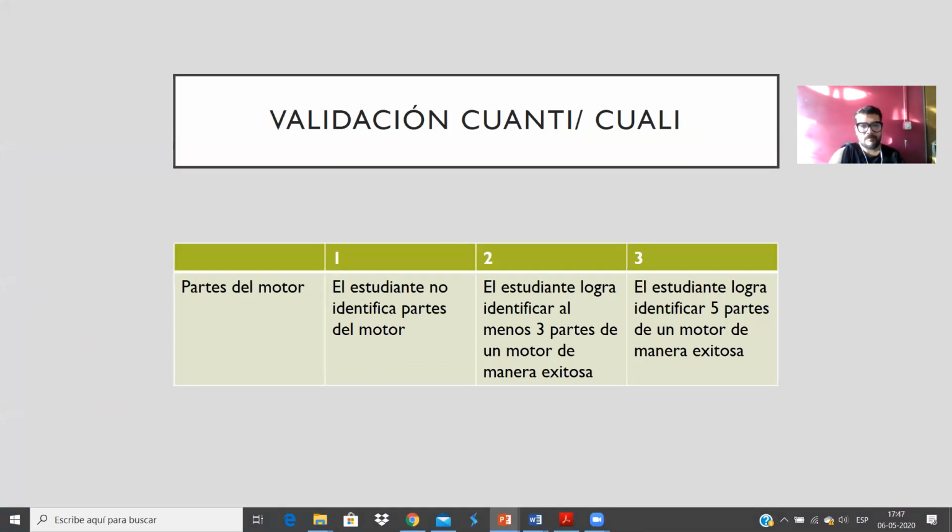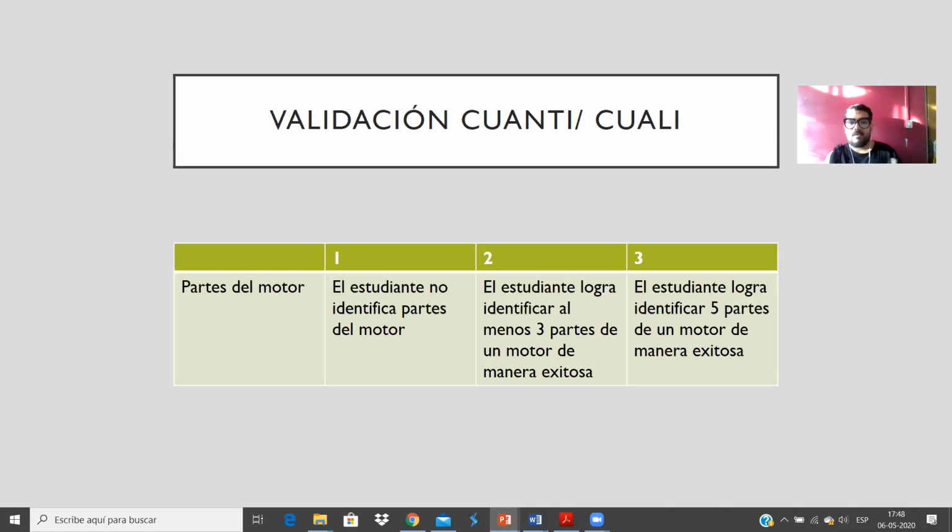So for example, I work at a technical school. That's why the example here is so technical, because we had the technical area of mechanics. So most of our students were mechanics and fixed cars and everything. So for example, if the teacher wants to check partes del motor, I can say, 1, el estudiante no identifica las partes del motor. El estudiante logra identificar al menos 3 partes del motor de manera exitosa. El estudiante logra identificar 5 partes de un motor de manera exitosa.